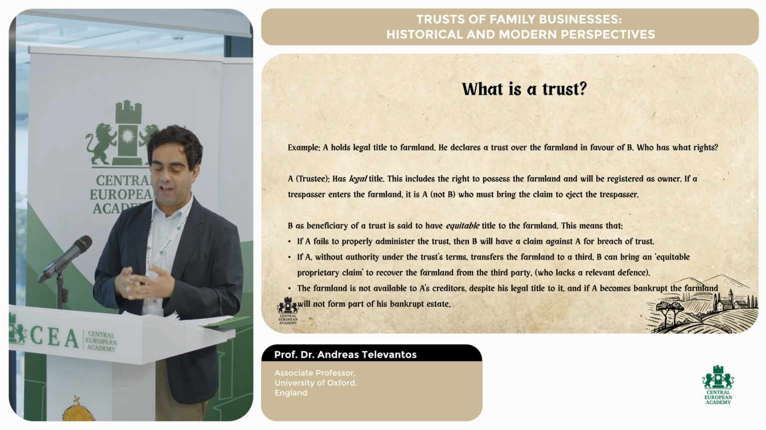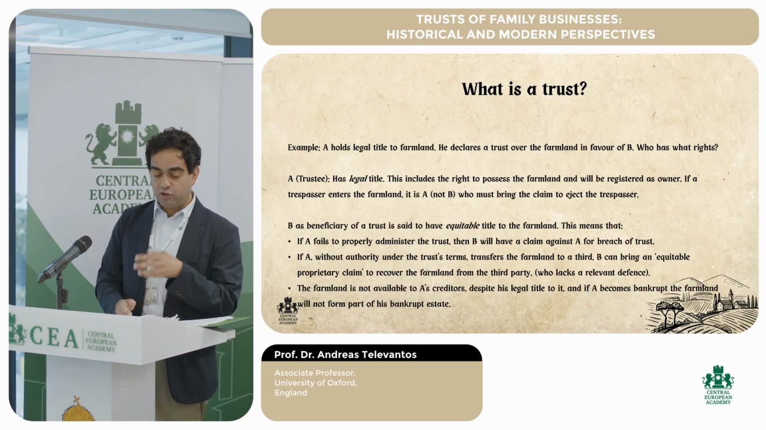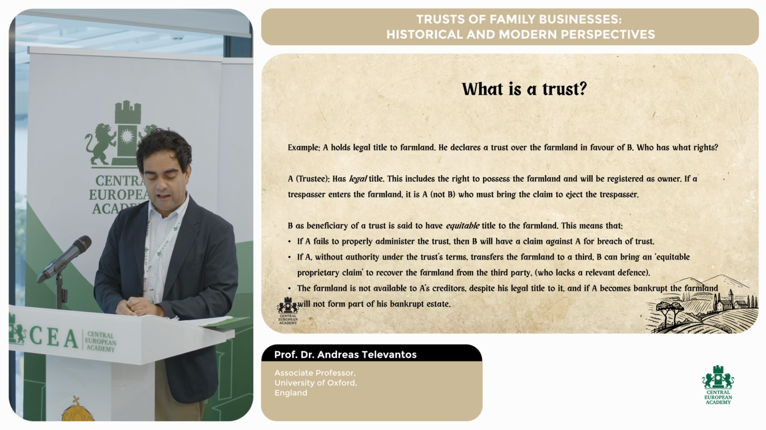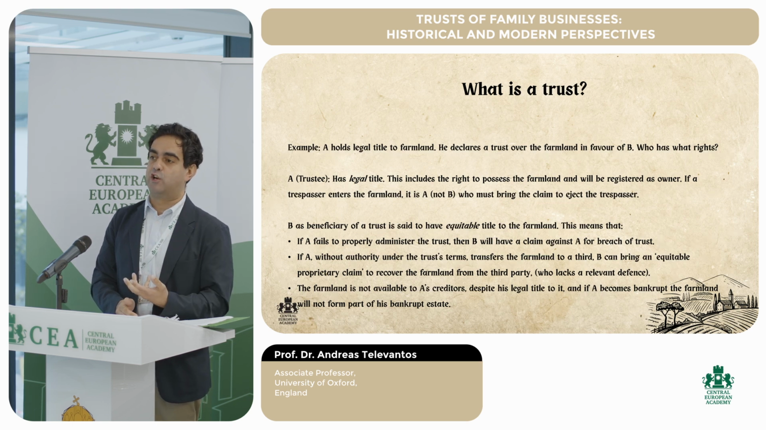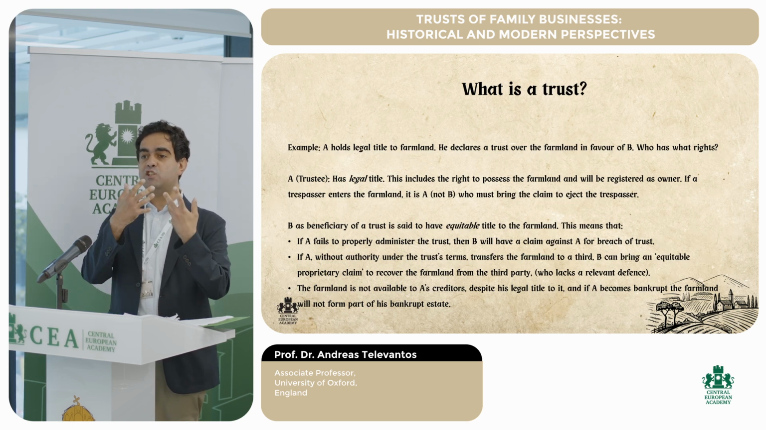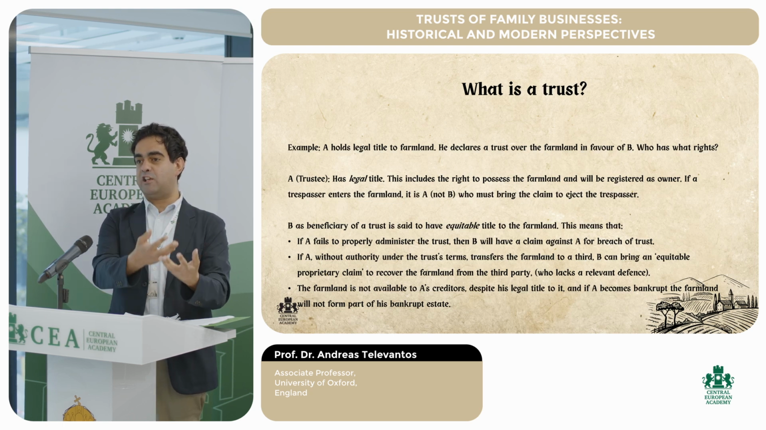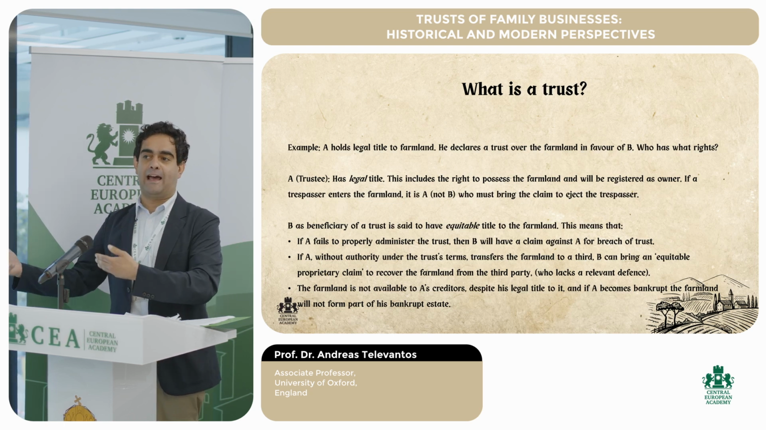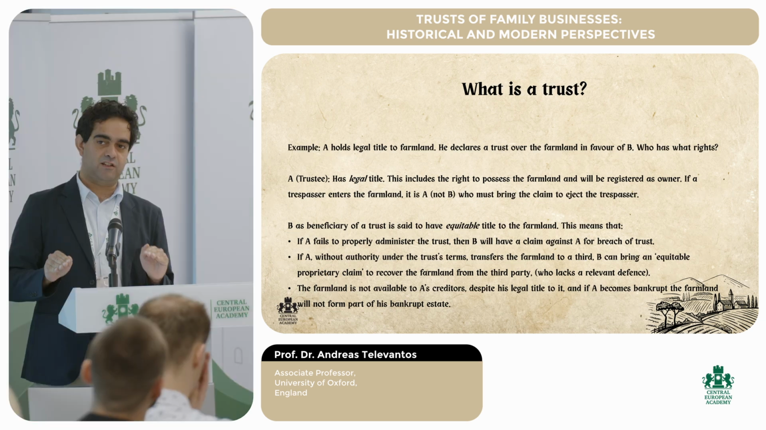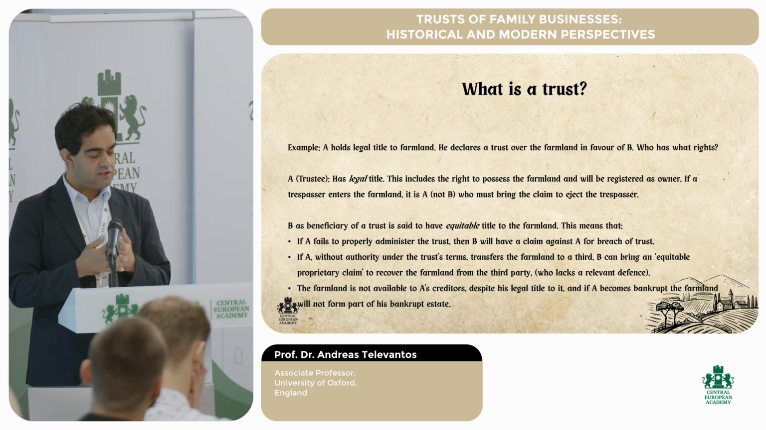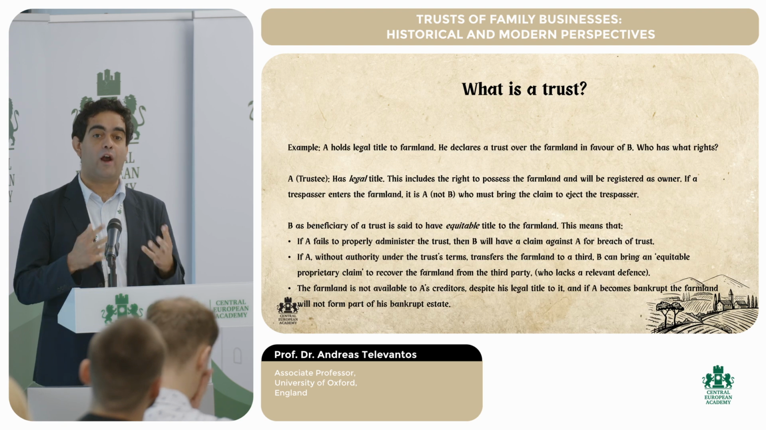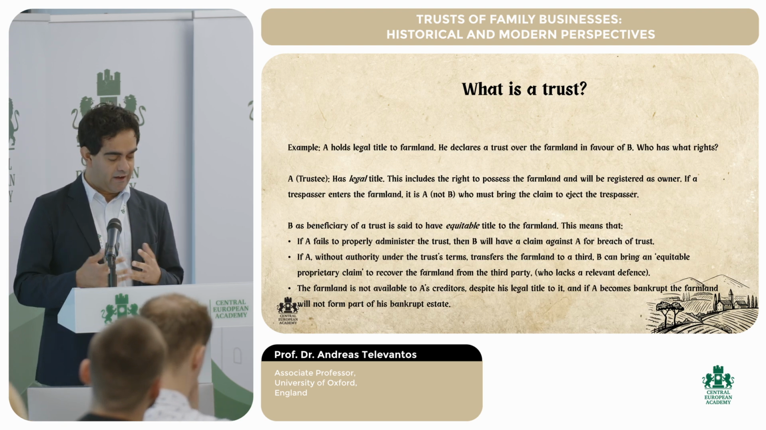And if a trespasser enters the farmland, it is A, the trustee, not B, the beneficiary, who must bring the claim to eject the trespasser. So if you have ownership of land, and you have the right to possess the land, declaring a trust over the land does not change that fact. What then does the declaration of trust do? What rights does B, the beneficiary, have?